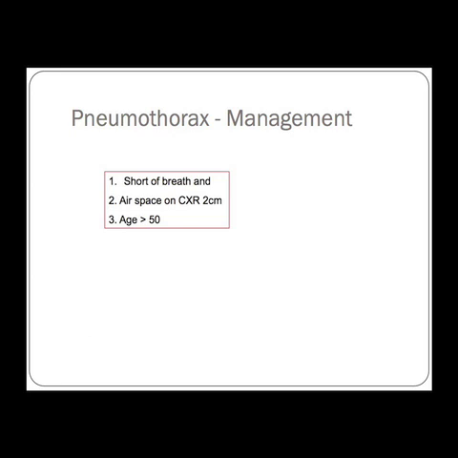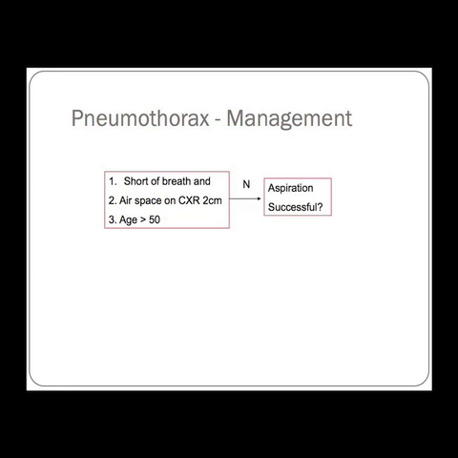The management of a secondary pneumothorax is actually quite similar, but because we are unable to treat the underlying lung pathology straight away, it is more a symptomatic resolution. So we're looking for, again, the same criteria: shortness of breath, and whether the airspace on chest x-ray is more than 2 centimeters. However, we also need to see whether the patient is over 50 years of age.